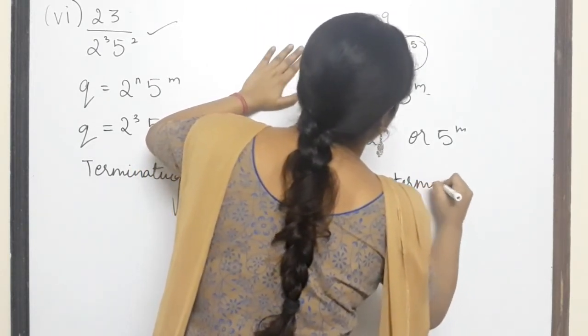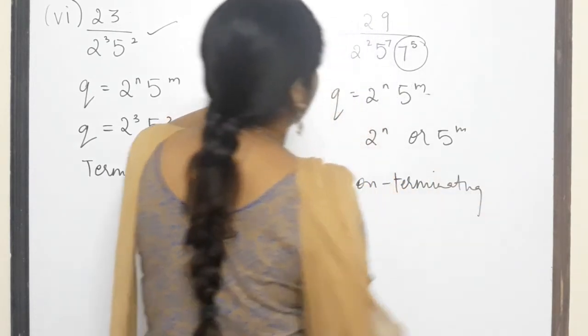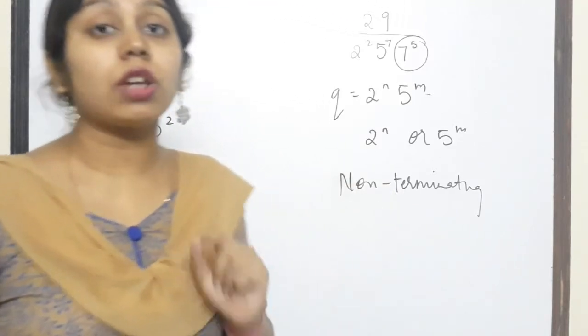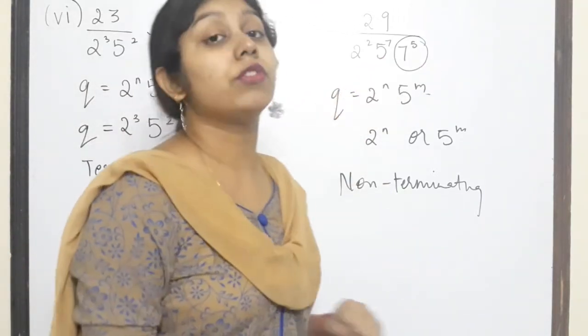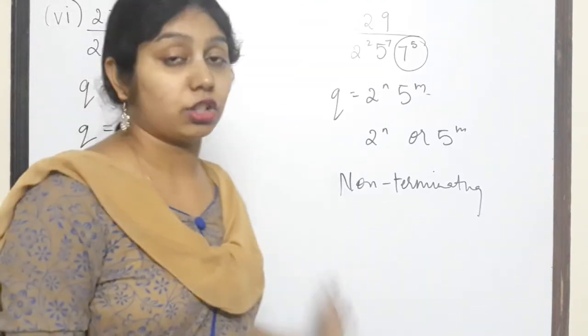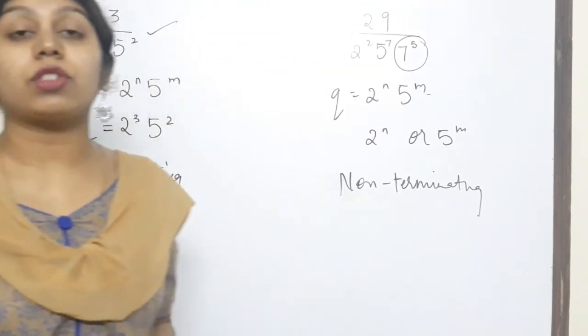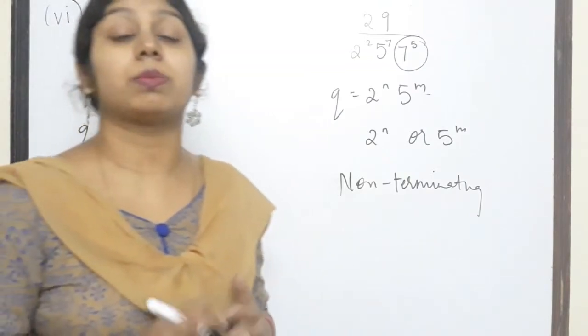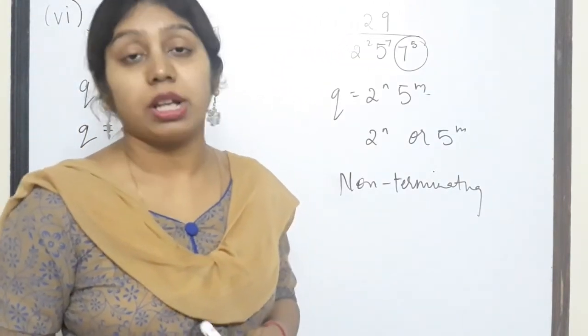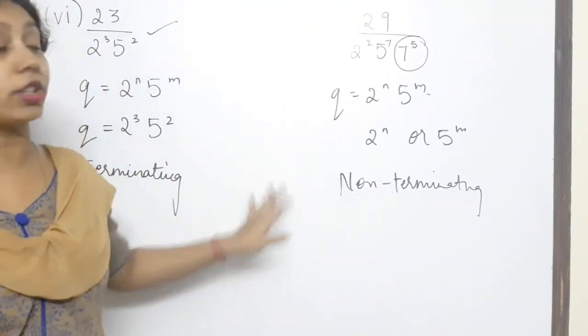So over here this rational number is non-terminating. Why is it non-terminating, children? Because other than 2 to the power 2, 5 to the power 7, it is also having 7 to the power 5 multiplied with it. So over here the decimal expansion will be non-terminating. The rest of the questions are your homework, children. Please do it, because these questions are also related to question number 2. Now let us see the next question, number 2.